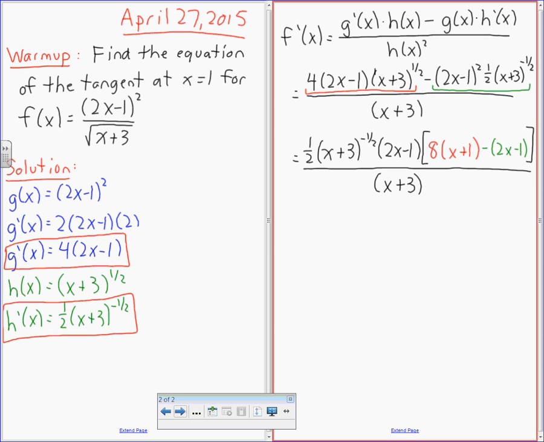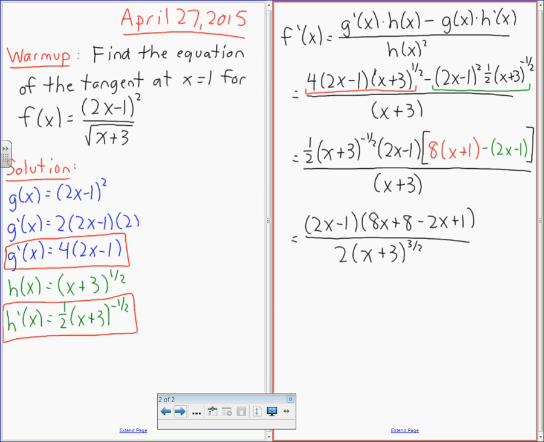Hopefully the color coordinating helped a little bit. And if you were to actually FOIL that out, you'd see how it comes up to the line above it. I'm just going to neaten this up a little bit right now. Anything with a negative exponent, I'm going to bring to the bottom. So I'm going to leave a 2x minus 1 in the numerator. The red is going to change to 8x plus 8 minus 2x plus 1. So in the denominator now there's going to be a 2 and x plus 3 to the 3 over 2. Where the 3 over 2 came from: the negative 1/2 in the numerator changes to positive 1/2 in the denominator.